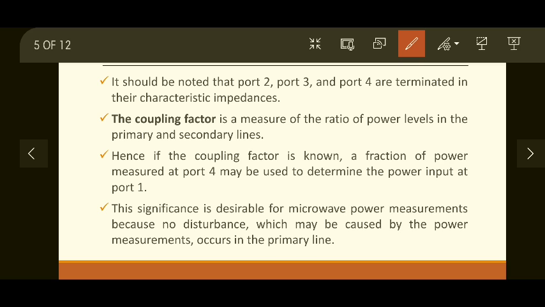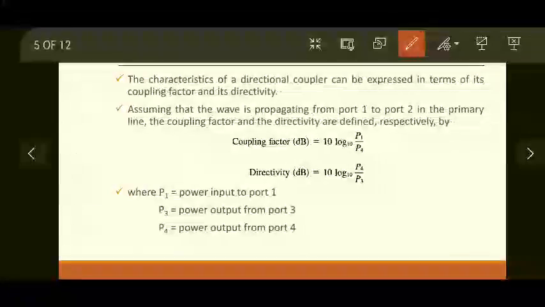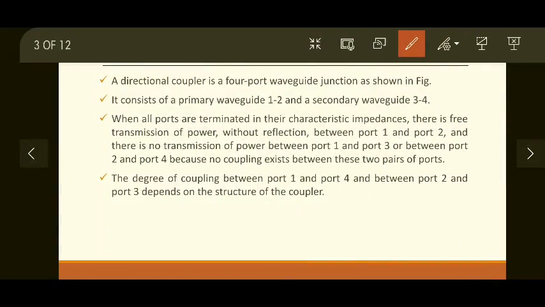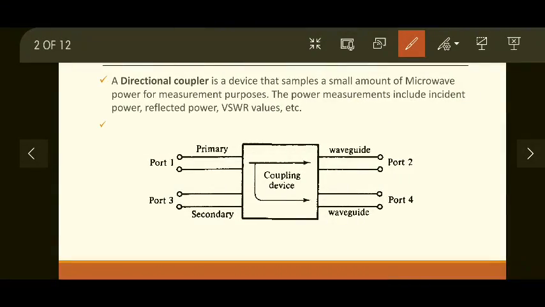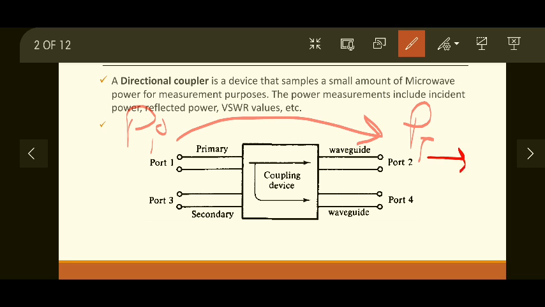This is desirable for microwave power measurements because no disturbance which may be caused by the measurements occurs in the primary line. So what is the meaning of this statement? Now if we want to measure the power, let's see the diagram. If the entire power is transmitting from here to here, why don't we just measure the power here? Let's measure it here.